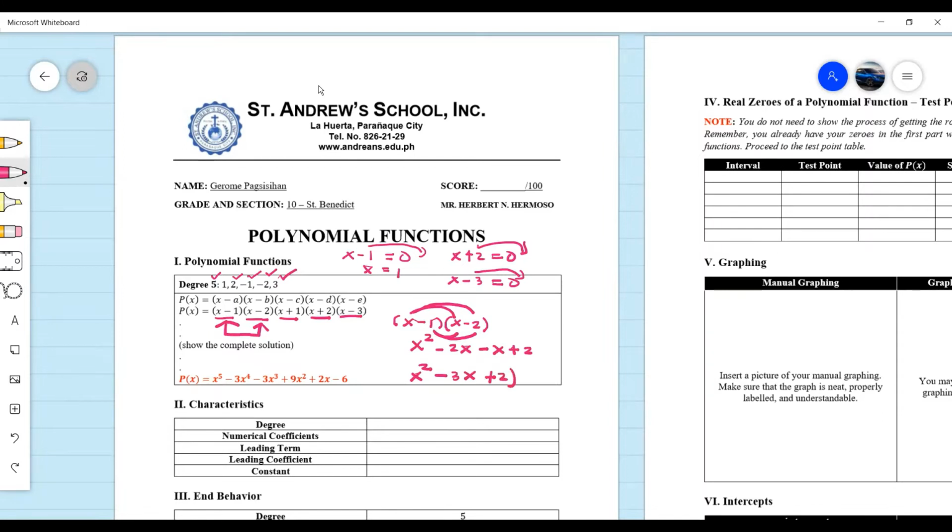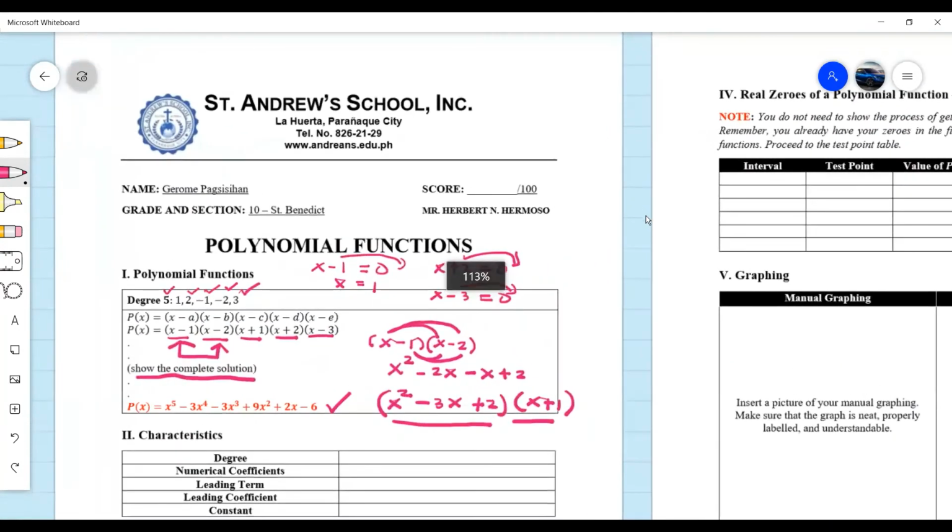Of course, it doesn't end there. After you have these two multiplied, you multiply the result by x plus 1. And after you get the result of multiplying these expressions, you multiply it by x plus 2, and so on. Now you have this one. Of course, you will show the complete solution as stated there.